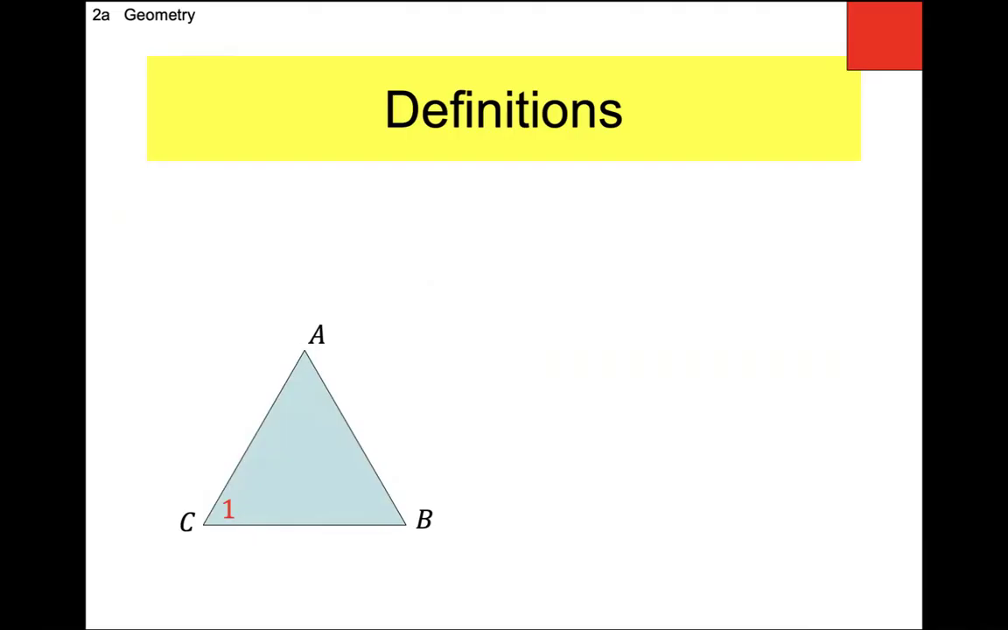Let's see. I got a triangle. I have all three vertices named here, and I have angle 1. Let's say I pick two sides. You see how I pick those? I pick the two sides that kind of squeeze angle one. In other words, angle one is between those two sides, or you could say angle one is formed by those two sides. That's going to get a definition.